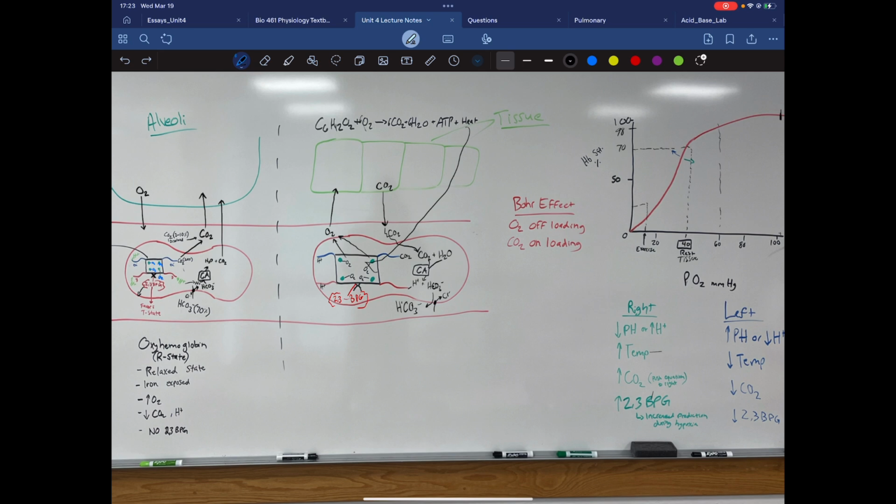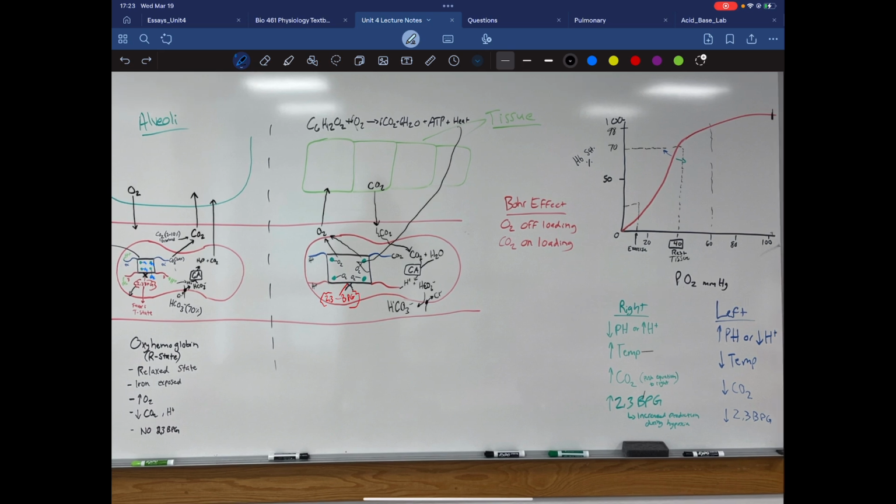If we go to the left, we're going to have an increase of pH, so less hydrogens, and a decrease of temperature, so less heat breaking the O2 bonds to the hemoglobin. With less CO2, the equation is going to move to the left towards the product side, which is going to decrease hydrogens. And then we're not in hypoxia, so we don't have a lot of BPG being produced.